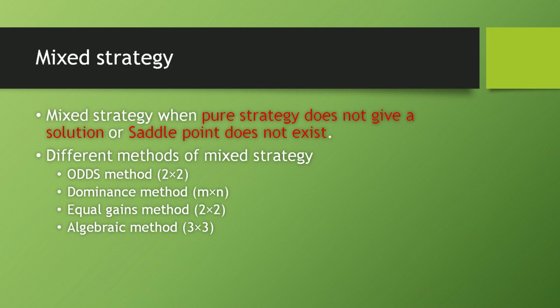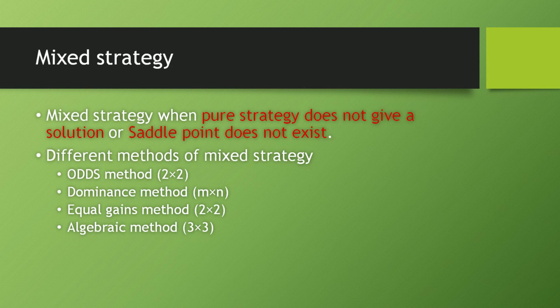So in today's part we will learn the mixed strategy. Mixed strategy is utilized when pure strategy does not give a solution or saddle point does not exist. In the last class we have done the numerical on the pure strategy. In that case a saddle point exists. The saddle point means Maximin is equal to the Minimax. So when Maximin is not equal to the Minimax, in that case we do have to utilize mixed strategy.